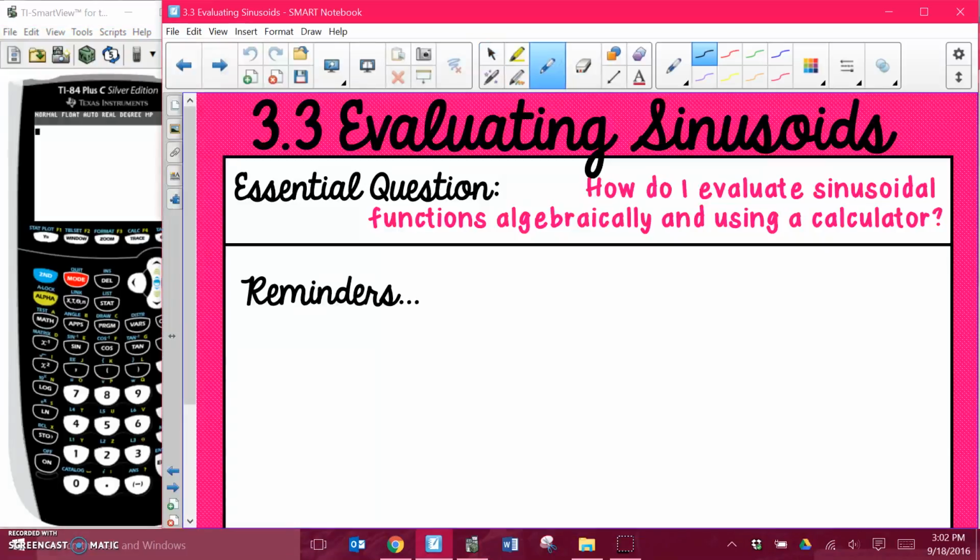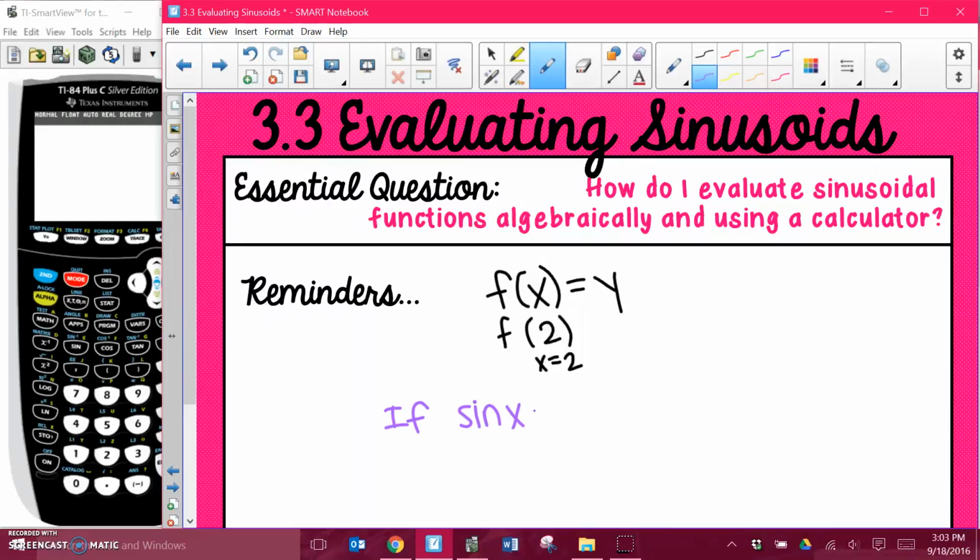Hey guys, today we are going to be evaluating sinusoids, and obviously this is going to take our calculator. So as some reminders, if you see something that looks like f of x, that just means another word for y. So if they give you something like f of 2, this is just saying that x equals 2. So when you replace a number, remember the y is the f of x, and the f of something is your x value.